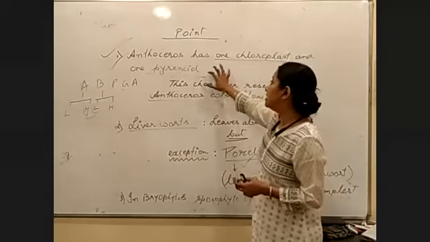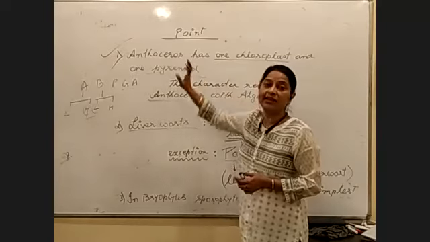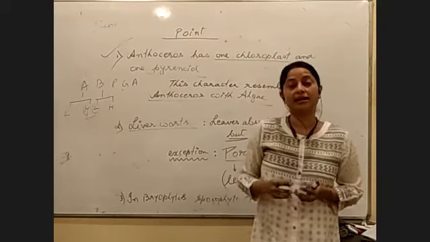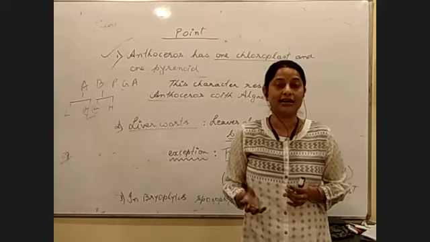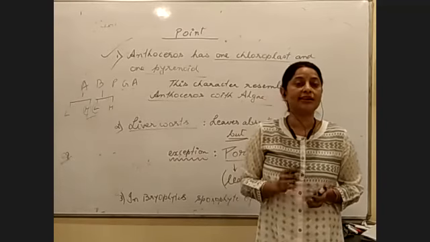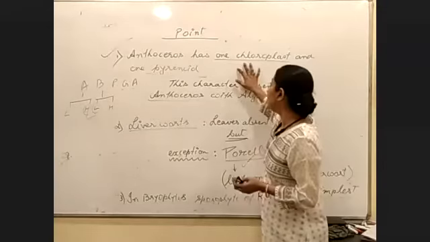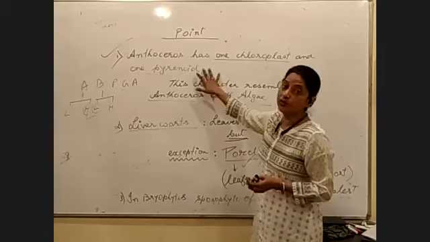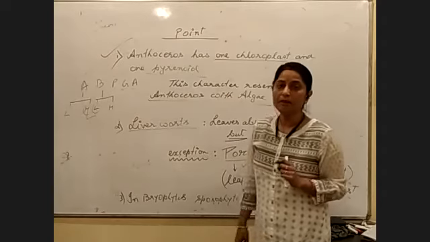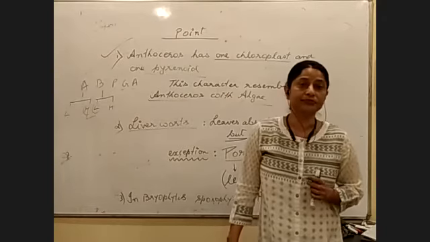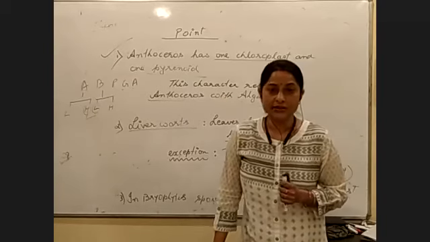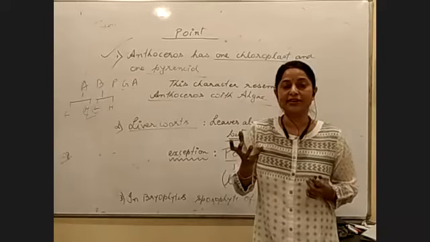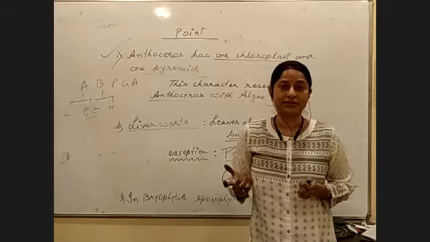One point I can confidently say is the presence of algal-like character in Anthoceros. What is Anthoceros? A type of a bryophyte. Anthoceros has an algal-like character. What is the character we are talking about? We are talking about the presence of one chloroplast and one pyrenoid. Remember the word pyrenoid. What is a pyrenoid? It has reserved materials, proteins as well as starch, right?